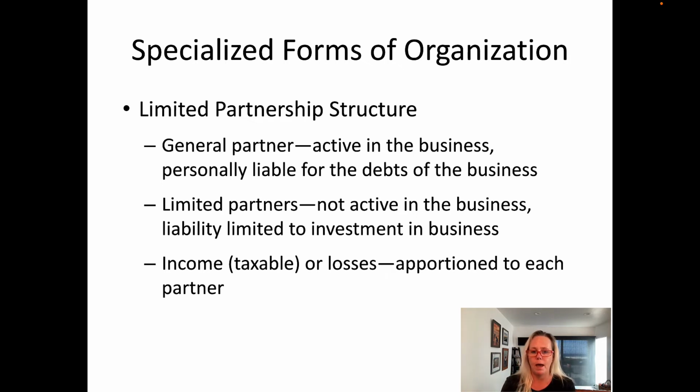So if I own 10% of a business as a limited partner and the business goes kaput, the most I lose is that 10%, or translate it to a dollar amount, $10,000. The most I lose is that $10,000. And then income or loss is apportioned to each partner based on their level of ownership.